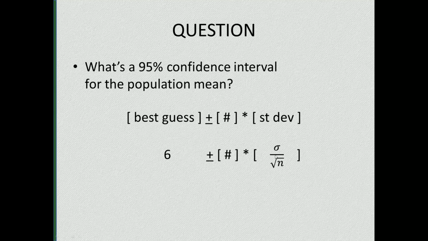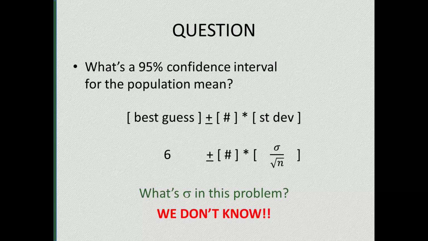The standard deviation, since this number is a mean, we want the standard deviation associated with the mean, which is sigma over the square root of n. So what's sigma in this problem? This is a trick question. The answer is, we don't know.